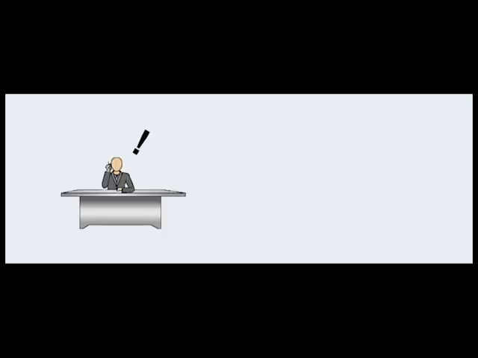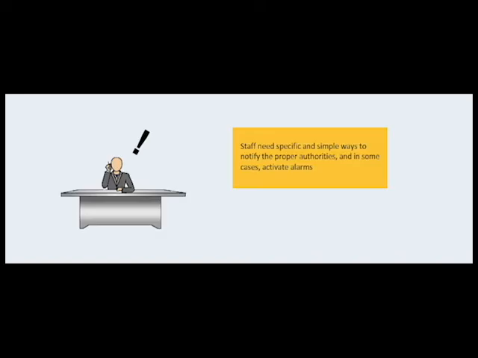Staff needs to understand how to recognize existing or impending circumstances, anticipate threats, and act on emergency notifications that may impact the hospital's ability to provide care. When predetermined plan activation levels are met, such as prolonged emergency department wait times or sudden surge in the number of arriving patients, staff need specific and simple ways to notify the proper authorities and, in some cases, activate alarms.